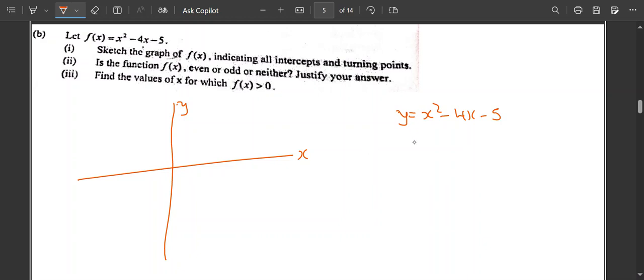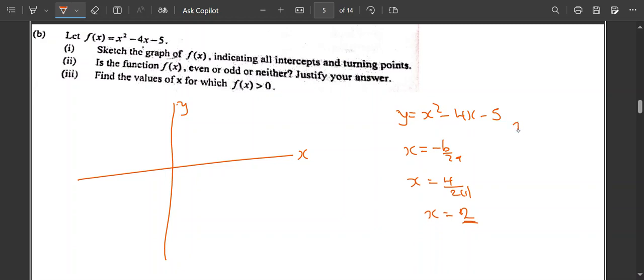The first thing I need to do is to find the turning point. How do we find the turning point? The x value of the turning point is given by negative b over 2a. You can also find it by differentiating this, and it will give you the same. So x is equal to negative b, where b is negative 4, so that will be positive 4, divided by 2a. Our a is 1. So x is equal to 2. That is for x.